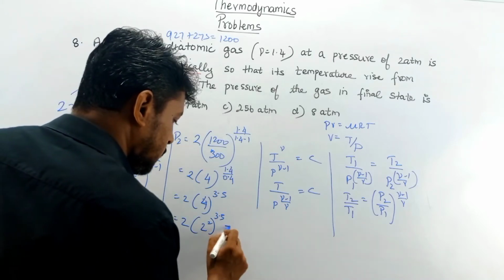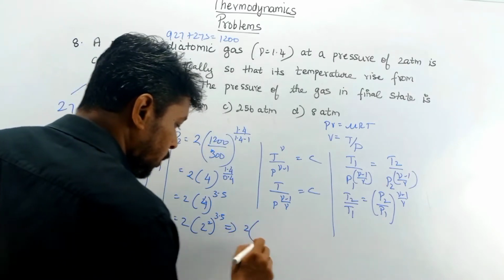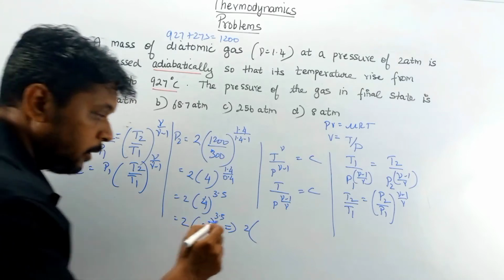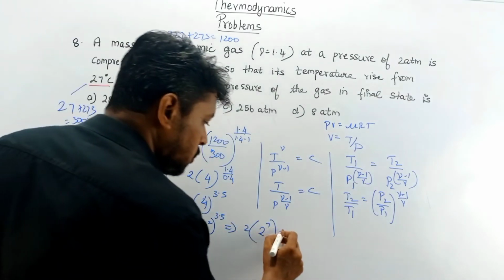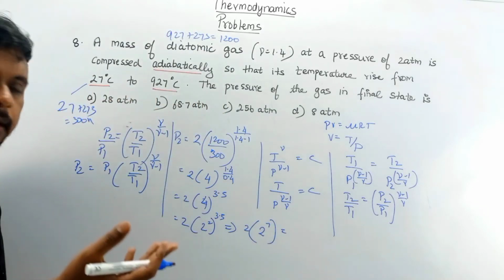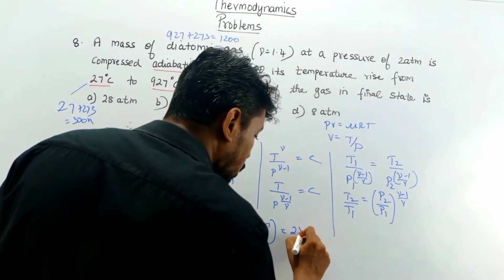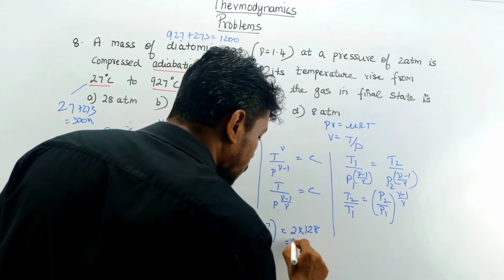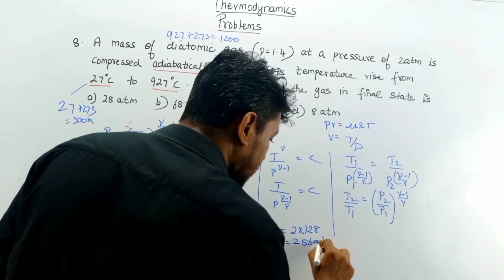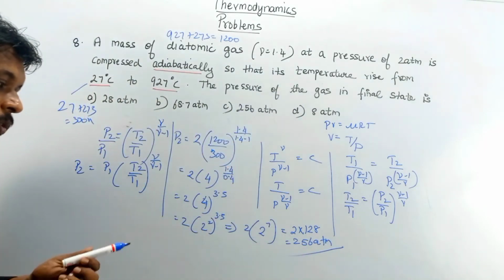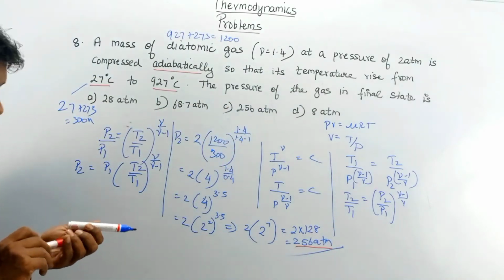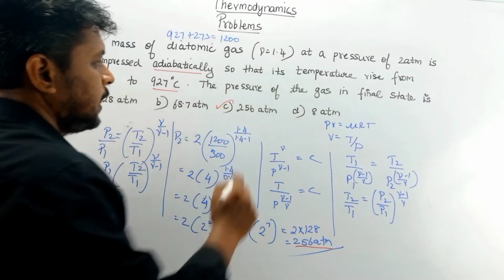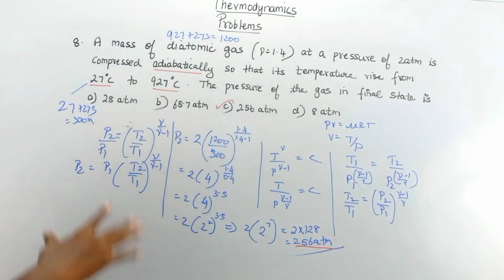So which in turn is equal to 2 into, so now multiply this 2 into 3.5, it becomes 2 into 2 power 7. Okay, so this 2 power 7, when you multiply, the value is 128. So 2 into 128, which is equal to 256 atmosphere. So the value of P2 is 256 atmosphere. Okay, so option C is the right answer for this problem.